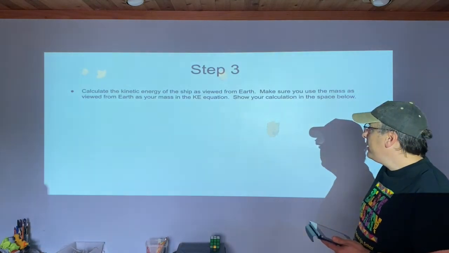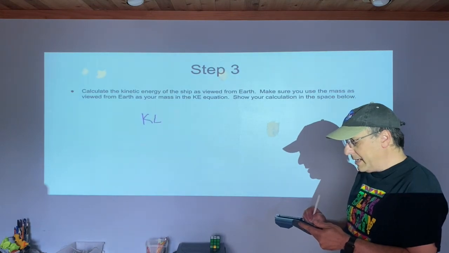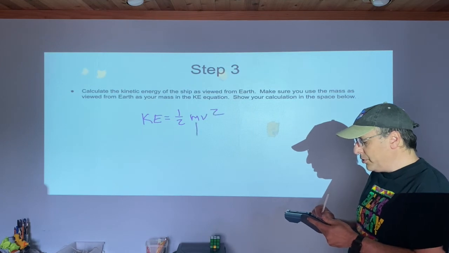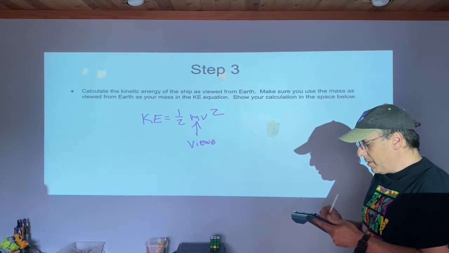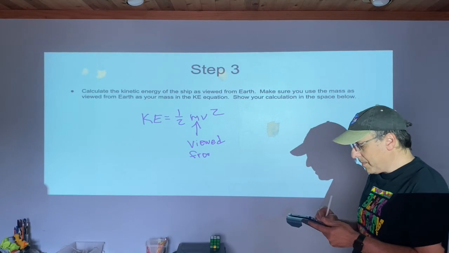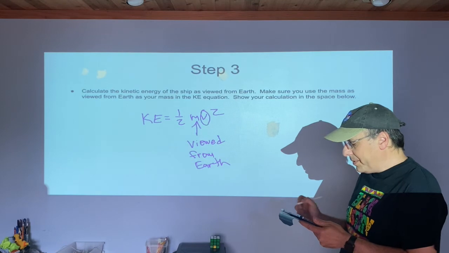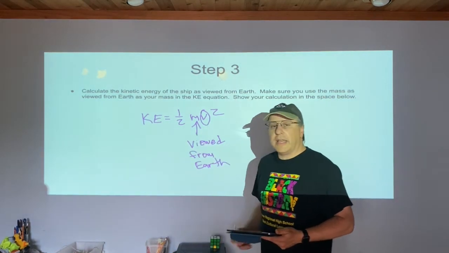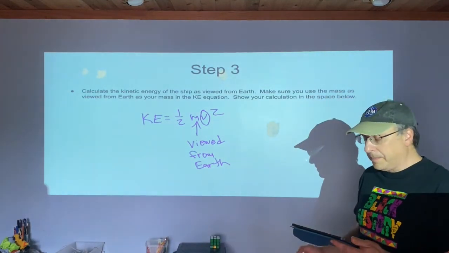Now you're going to calculate the kinetic energy of the ship as viewed from Earth. So kinetic energy equals 1/2 mv squared. Make sure you use the mass viewed from Earth, the one that you calculated in step one. Use the speed of the ship and make sure you're doing it in meters per second. When you make your calculation, that kinetic energy will come out in joules and expect it to be a really large number.